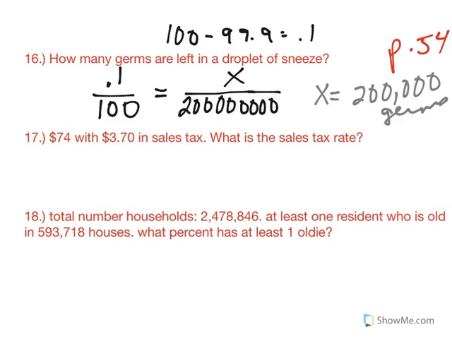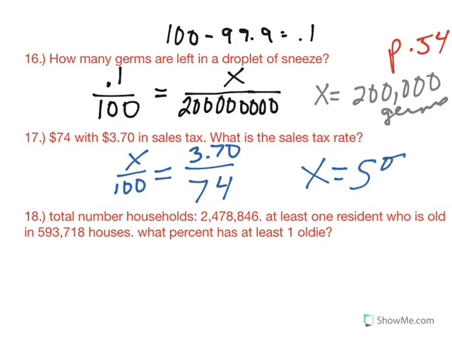All right. 17. You made a purchase in the state of Maine for $74. And we're charged $3.70 in sales tax. What is the sales tax rate in Maine? Well, the sales tax rate is the percent, right? So we're trying to find the percent of sales tax. You know the total cost was $74 and the sales tax is on the top. So that tells you the percent of the sales tax. So you go ahead, cross multiply, you will come up with 5%.